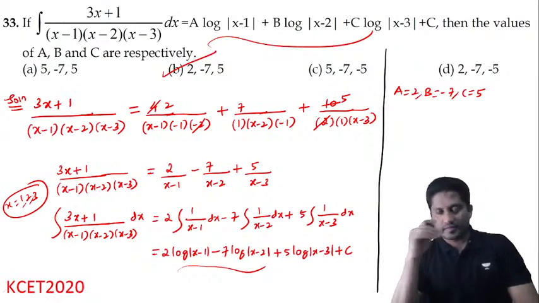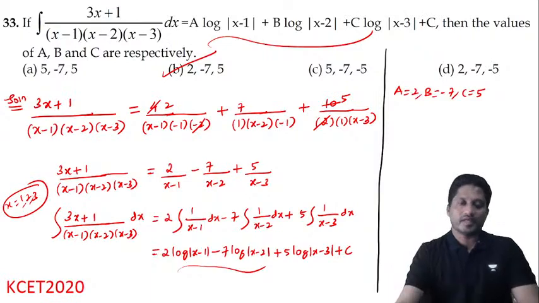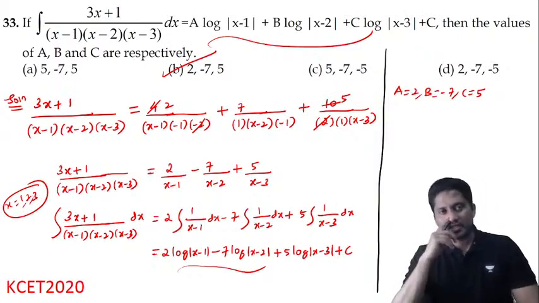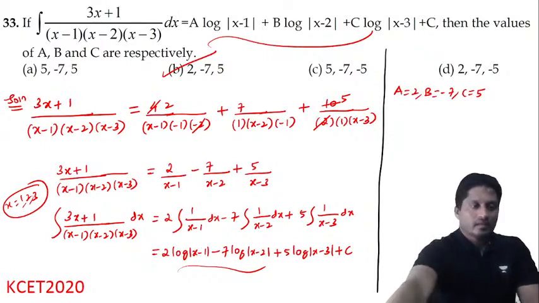So this is the best shortcut, guys. Don't write A by B by C by and simplify. It takes a lot of time to integrate. There was a similar question in the 2019 paper as well, and I have done it with the same logic. Let's move to the next question.